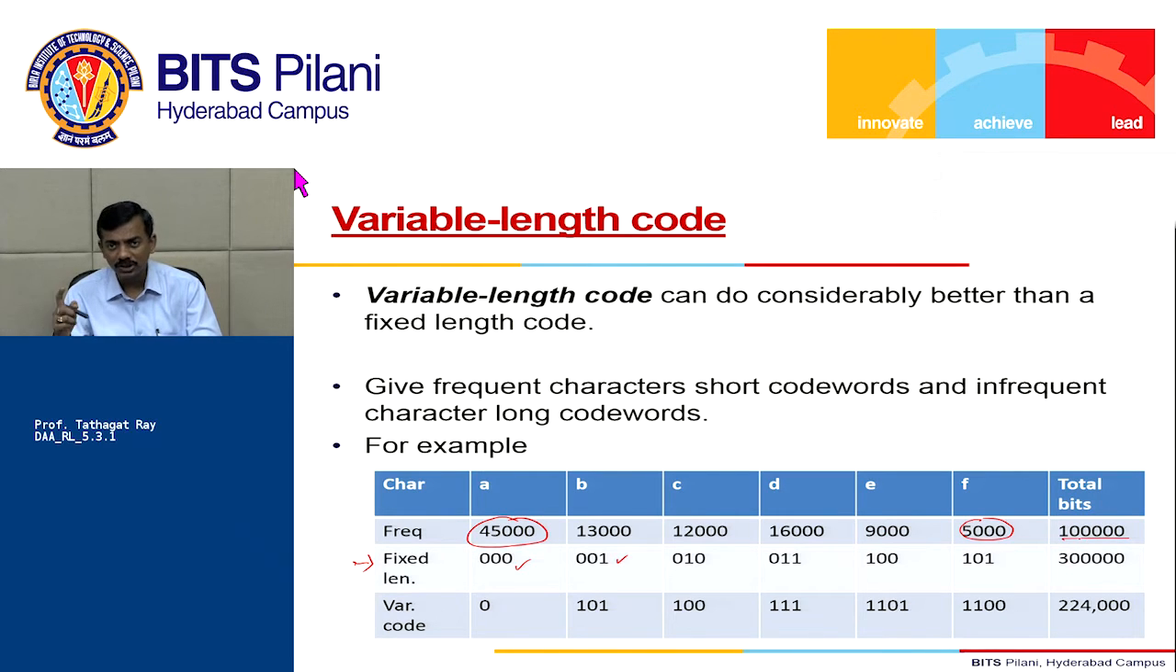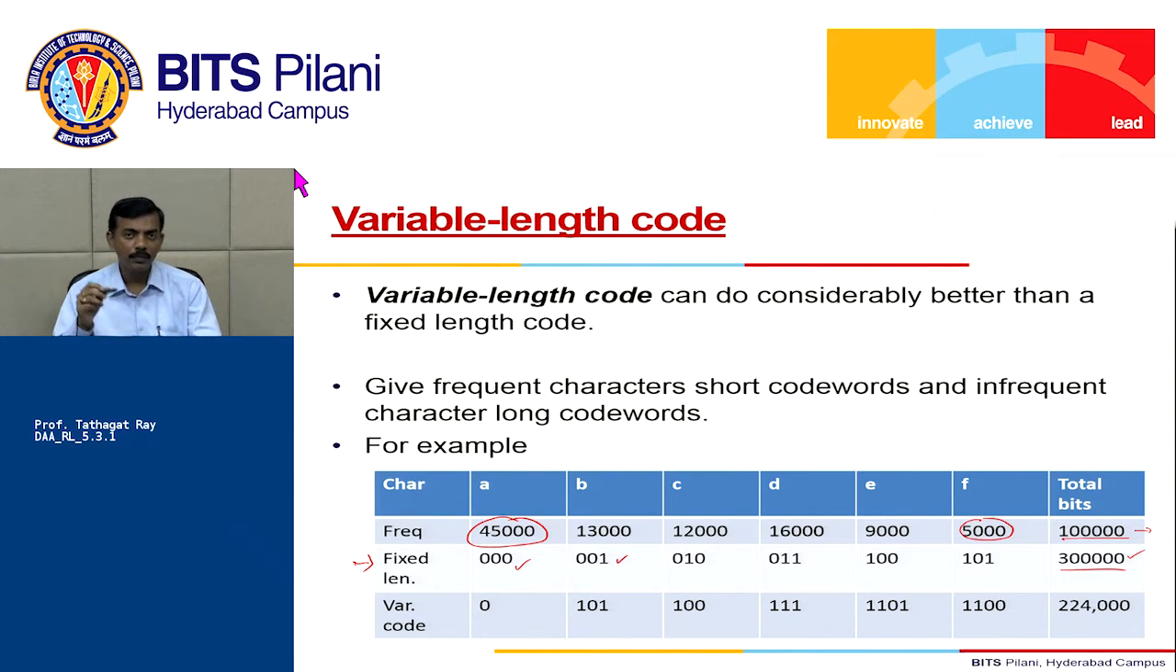Each character takes 3 bits, so in total it will take 300,000 bits, not characters. 100,000 is the number of characters, but 300,000 is the total number of bits, because each character is taking 3 bits. That is fixed length. Now let's see what happens when we use variable length.